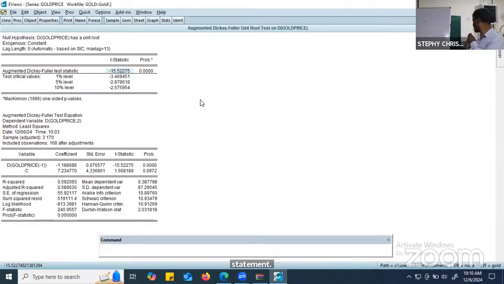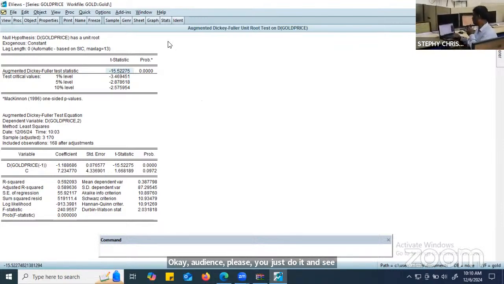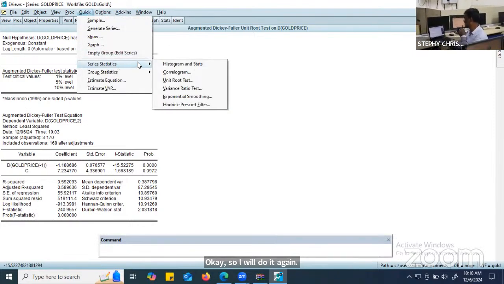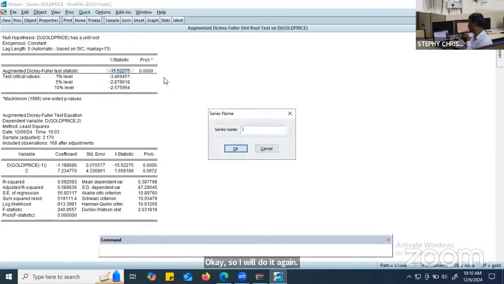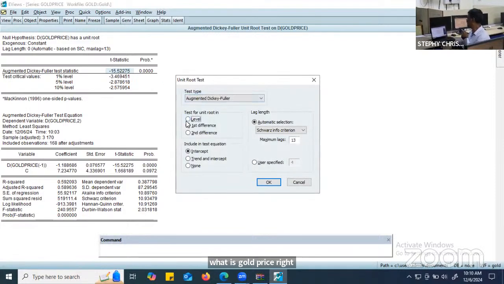Okay, audience, please just do it and see. The steps which I followed, I will do again. Go to Quick, Series Statistics, Unit Root. The variable is gold price. Okay, level. But what is the equation? I want to test with the equation including the trend and intercept. Click OK.